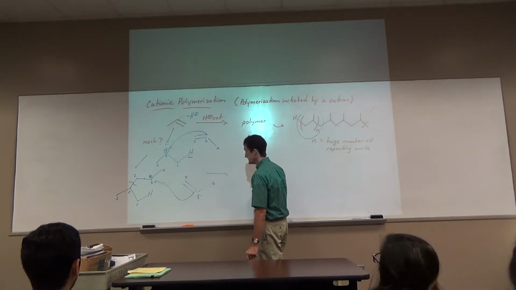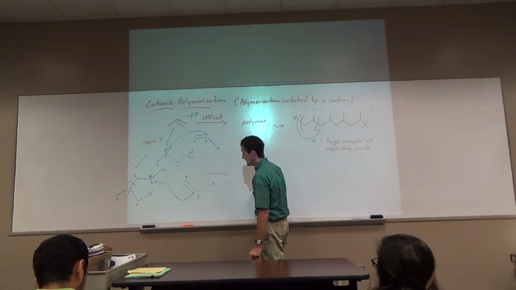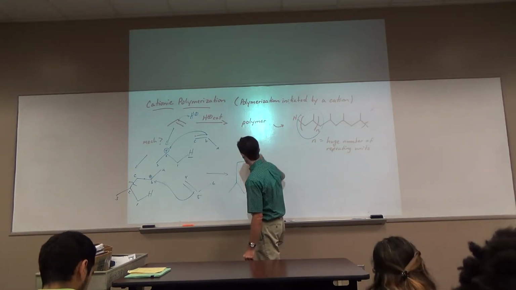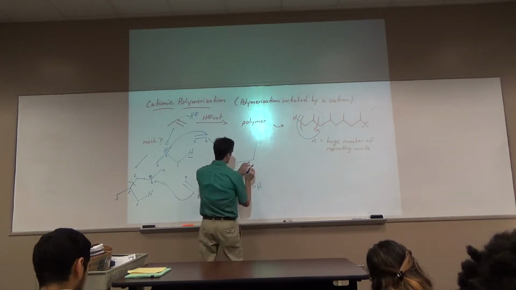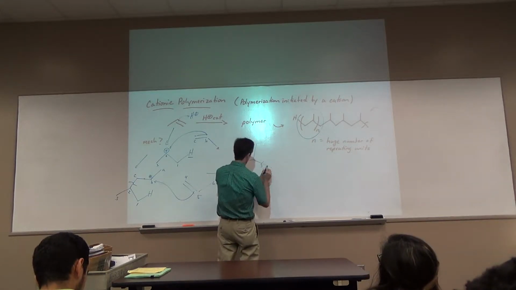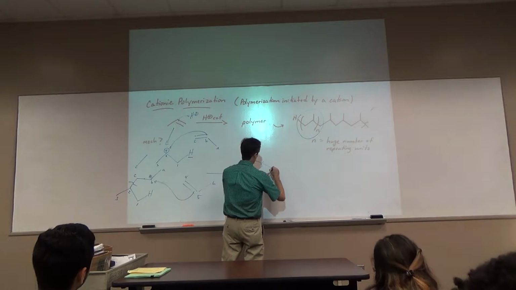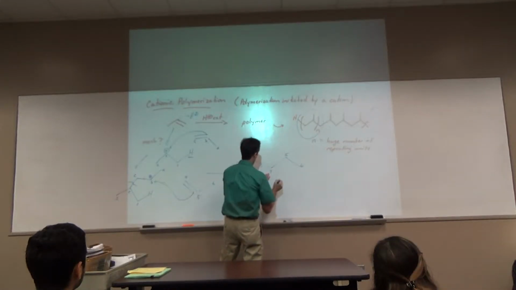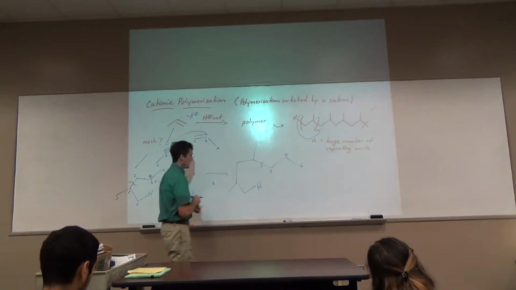We can keep this the same way. H, boom, boom, boom, boom, boom, boom. Now we have a new bond, and this is carbon 4, and that's bonded to 5 and 6. We made that bond. Where's the carbocation now?